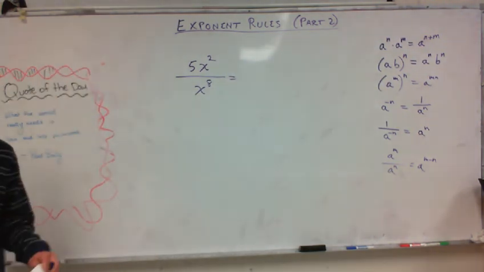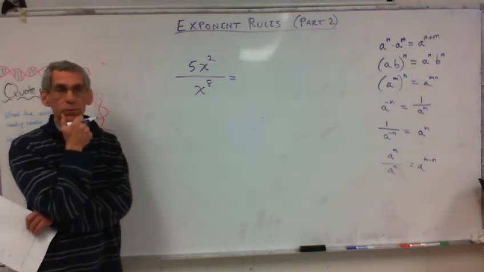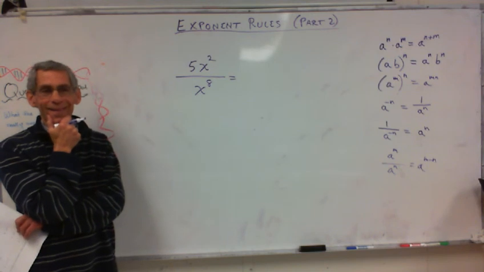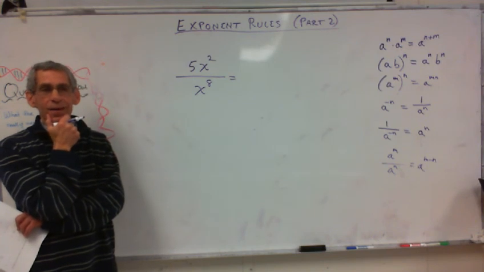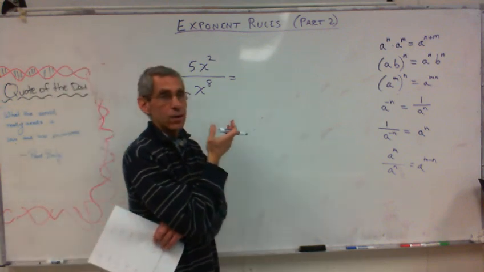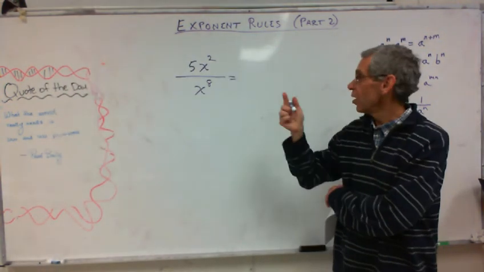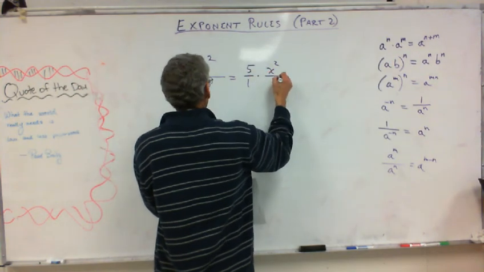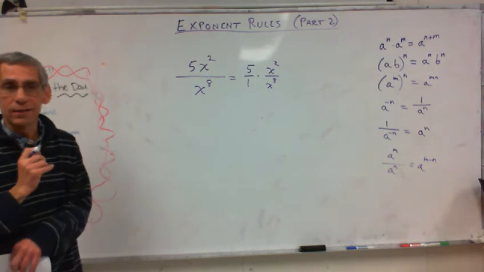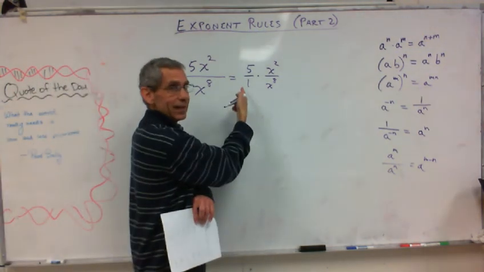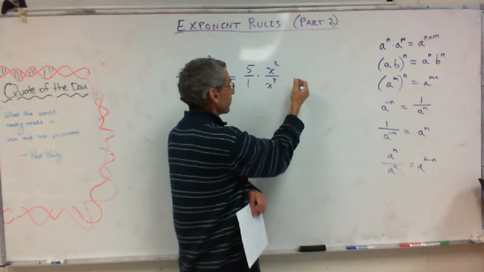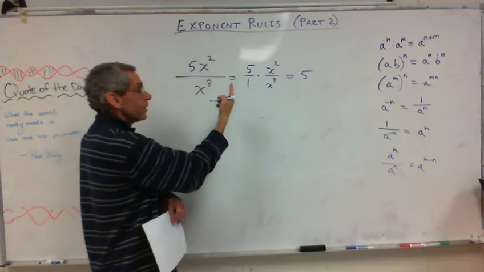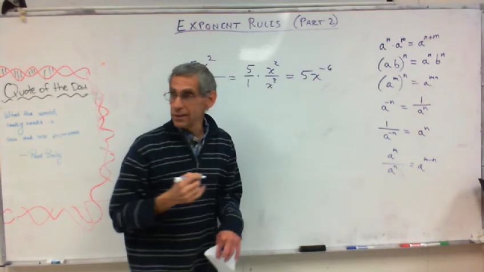All right, Graham, help me. So, Graham, you're making it too hard. You're letting the 5 scare you. Really, all that says is this: 5 over 1 times x squared over x to the 8th. That's all it means, right? So the 5 just stays, and then you just do this part. So the answer is 5 what? 5 x to the -6. Okay. Everybody see that?